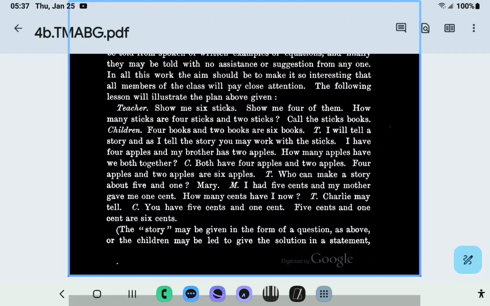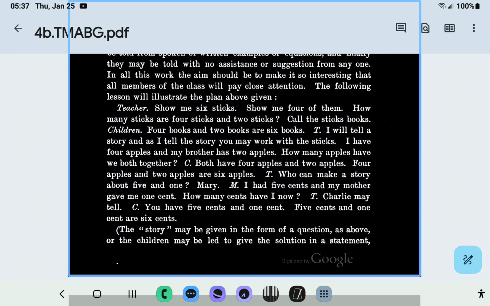Teacher: Show me 6 sticks. Show me 4 of them. How many sticks are 4 sticks and 2 sticks? Call the sticks books. Children: 4 books and 2 books are 6 books. Teacher: I will tell a story, and as I tell the story, you may work with the sticks.